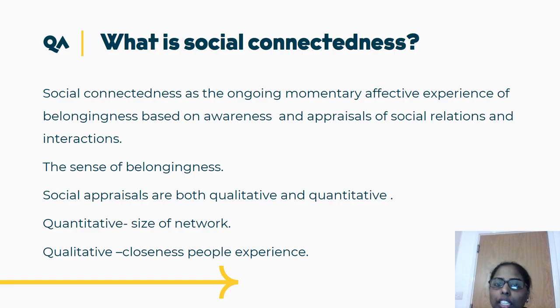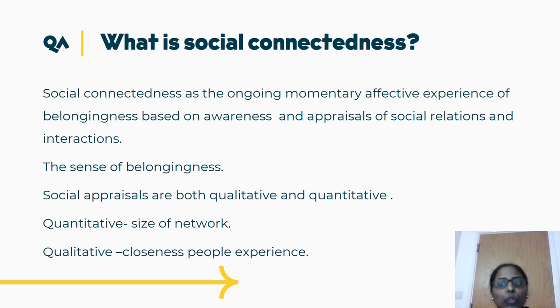When we talk about social connectedness in a nutshell, it is the sense of belongingness. It's an ongoing momentary affective experience of belongingness based on one's awareness and appraisals of social relations and interactions. Social appraisals are both qualitative as well as quantitative. When we talk about quantitative, it depends on the size of the network one person belongs to or associates themselves with. When I talk about person, here I predominantly want to mention the students.